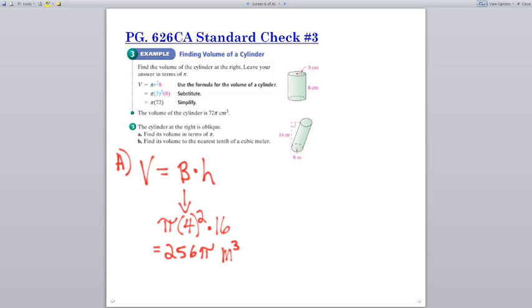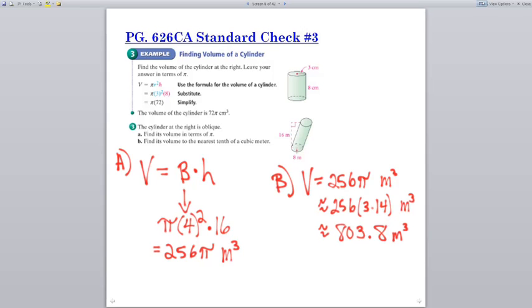If I want to find it to the nearest tenth, I just use some approximation for pi, so 3.14, or the button on your calculator, whatever you use, you get something around 256 times 3.14, or around 803.8 cubic meters.